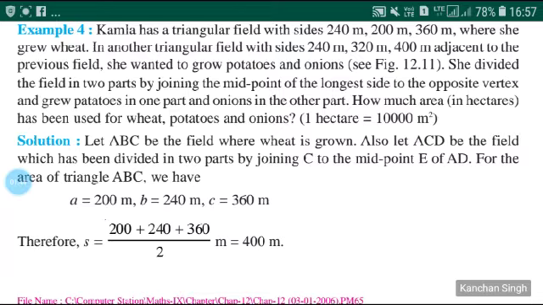For the area of triangle ABC we have a equals 200 meter, it is given, b equals 240 meter, and c equals 360 meter. Therefore s will be a plus b plus c divided by 2. So 200 plus 240 plus 360 by 2 is equal to 400.